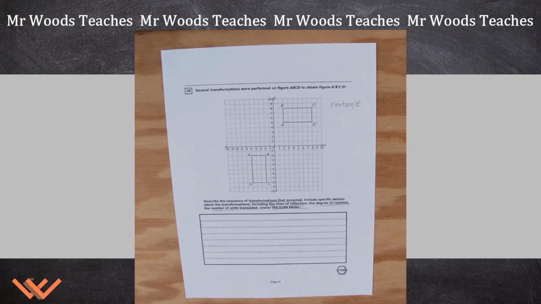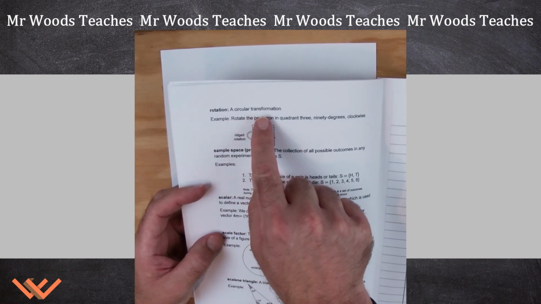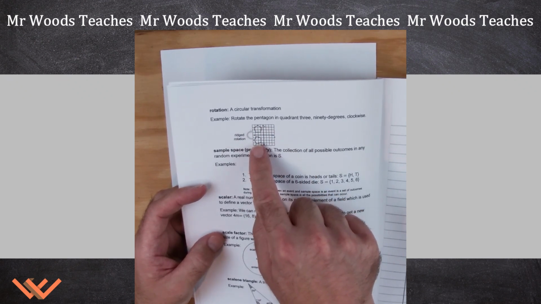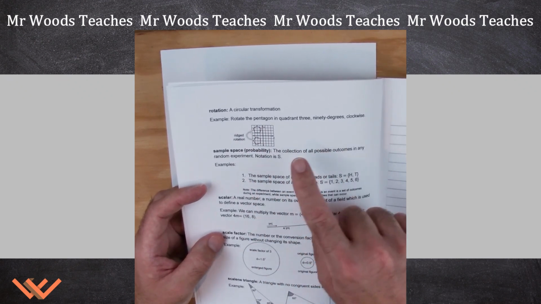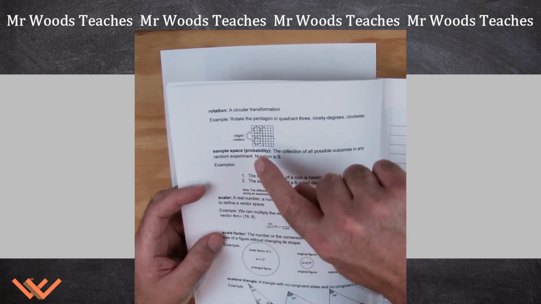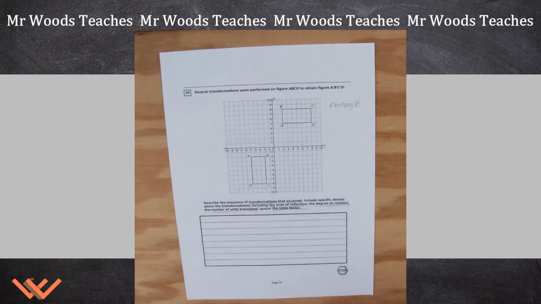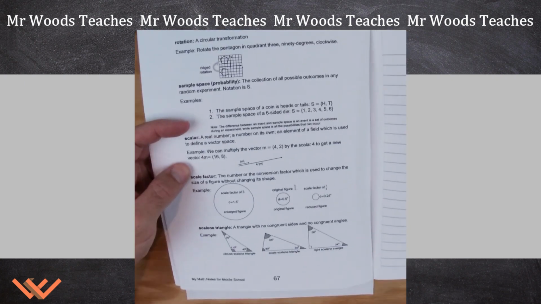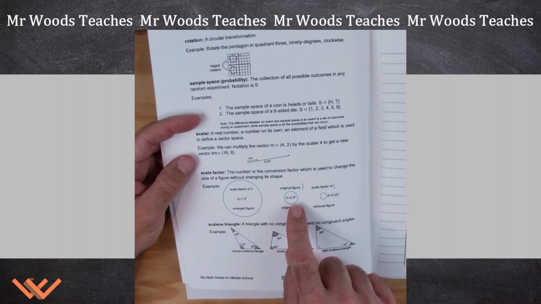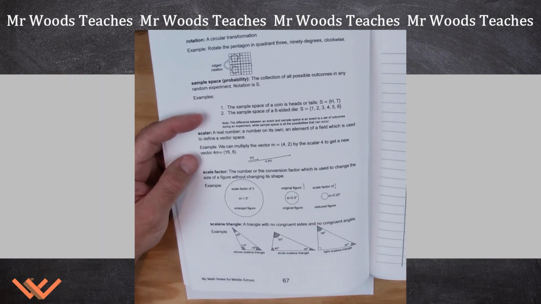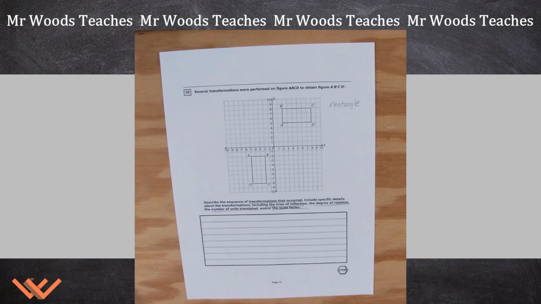Let's take a look at a rotation. Rotation, a circular transformation. Example, rotate the pentagon in quadrant 3, which is down here, 90 degrees clockwise, which is going in this direction. As you can see, it rotated 90 degrees. That might be something that we have here, but I'm not sure if it's clockwise or not. We'll take a look at that in a moment. And then scale factor. Scale factor of 3. Here's your original figure, which is at 1. And scale factor of 1/2. So how do I know if there's a scale factor there? We'll get to that in a moment.